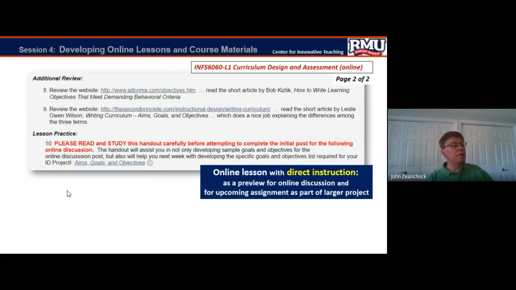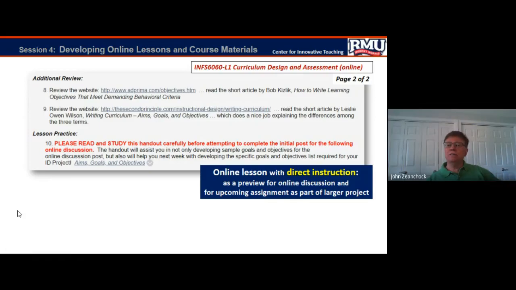Furthermore, it also says here that this will help you next week when you go to develop one of your assignments. One of those assignments is going to lead to an element for their overall final 8-week project for the course. So I want to get across the importance of this lesson and how the background for this lesson is going to be used this week in an online discussion, as well as next week when they do a formal assignment that they hand in.